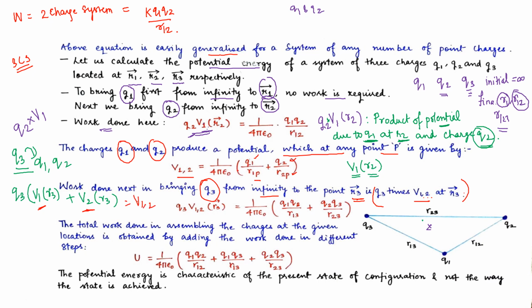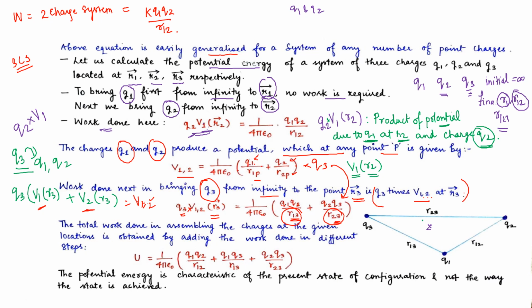So we have merged the potential due to charge 1 and the potential due to charge 2 into a single V12. Now the product of Q3 into V12 at R3 equals 1 by 4 pi epsilon naught, and as we have seen what V12 is, we multiply it with Q3 to get this equation. Now we have Q1 into Q3 by R13 plus Q2 into Q3 by R23. This is the distance from 1 to 3, and from 2 to 3.